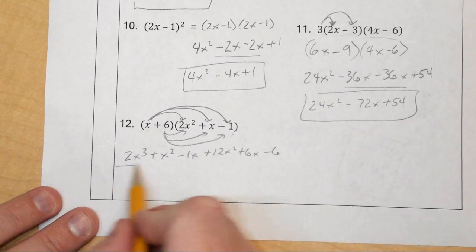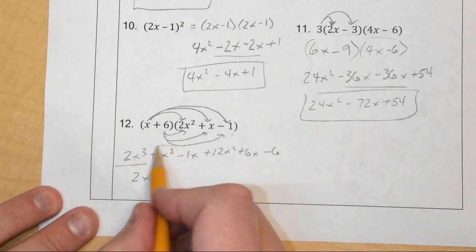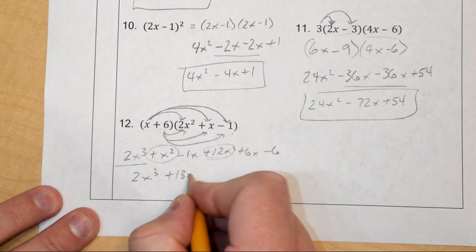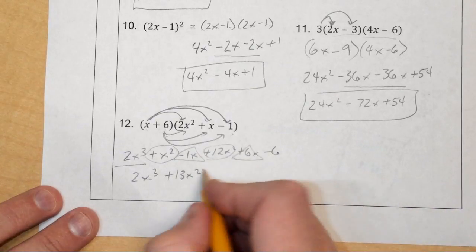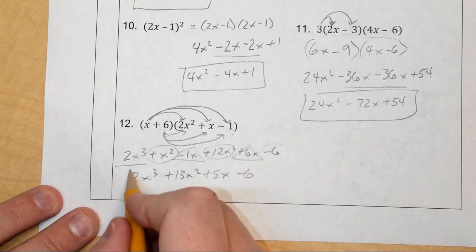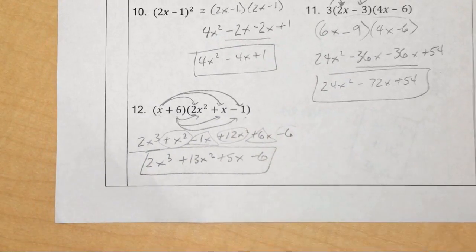So combine like terms here. There's only one term that has a 2x cubed, or an x cubed. And then I have an x squared plus 12x squared gets me a plus 13x squared. I have a negative 1x plus 6x gives me a positive 5x. And then I have only one constant here, which gives me a negative 6. And that is how you multiply a binomial times a trinomial.